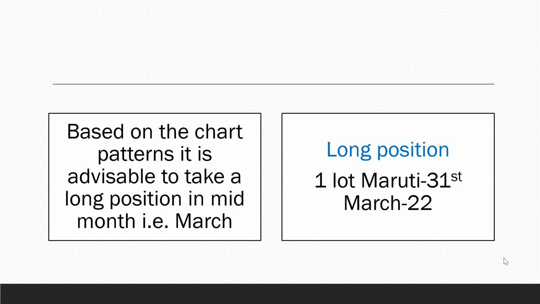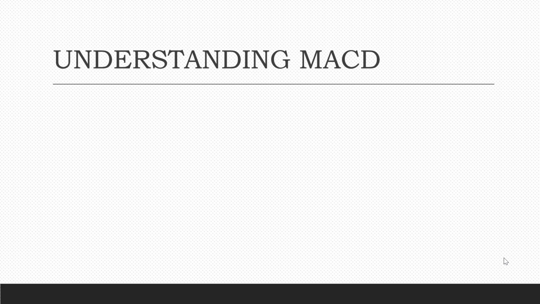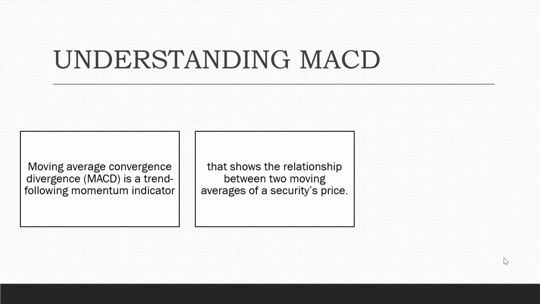In my case, I interpreted that though two indicators are telling you that Maruti is bullish, the volume as well as the histogram are not supporting that. But still, if we have to take any position, it has to be a long position. So I took a long position, 1 lot Maruti, 31st of March, which is going to expire on 31st of March 2022. Now, there will be a question.